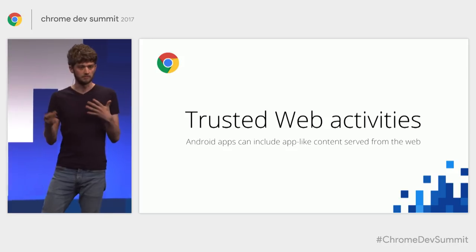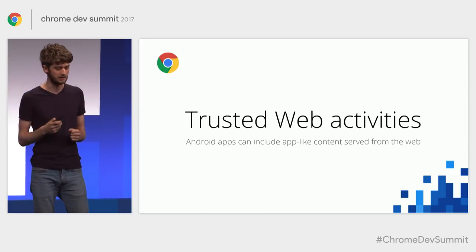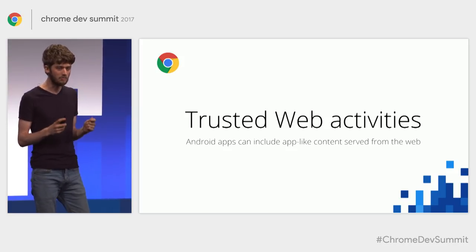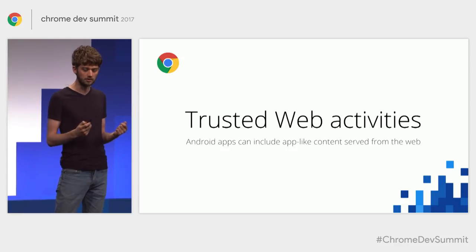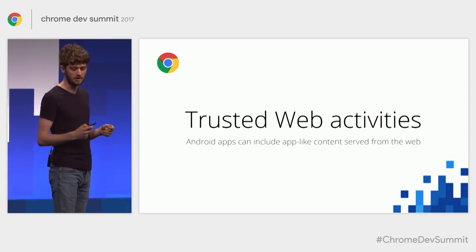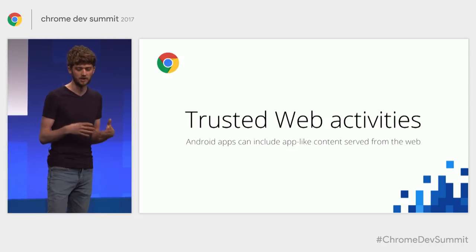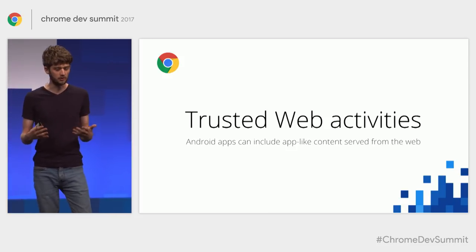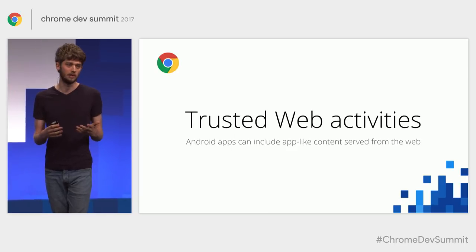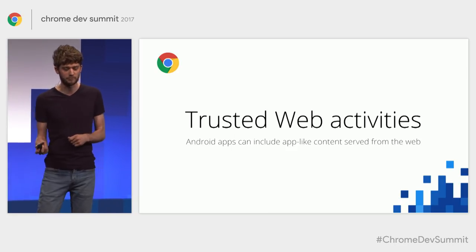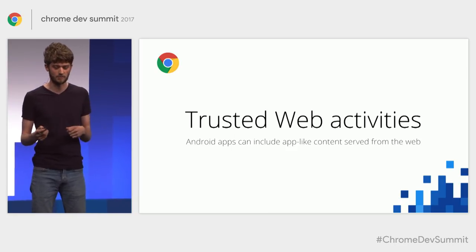So long as it's from the same developer, of course, so long as it's trusted. Now, that web content is powered by the same modern and up-to-date web runtime that the PWA in the browser is. So advanced features like Service Worker and the Push API just work by default. And you don't need to use a tool like Crosswalk to bundle a whole web browser with your app just to render this web content.